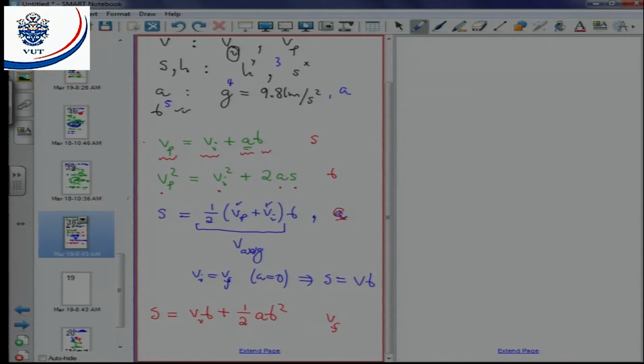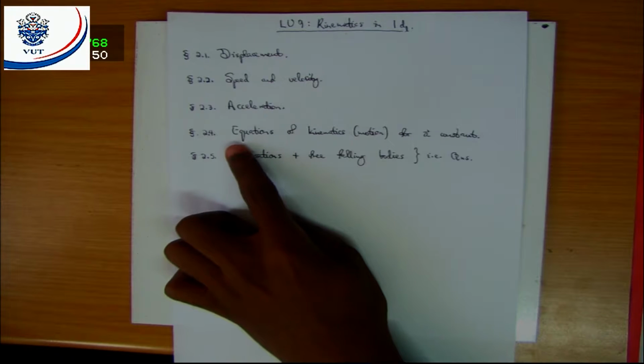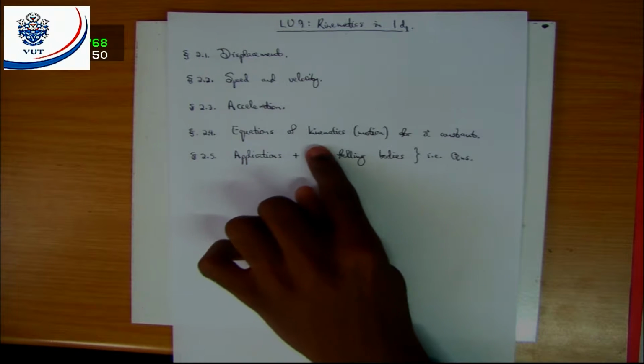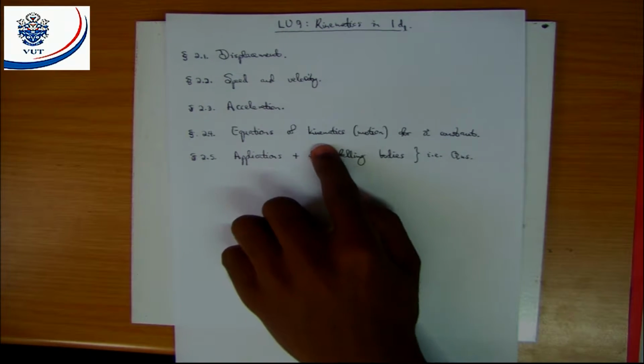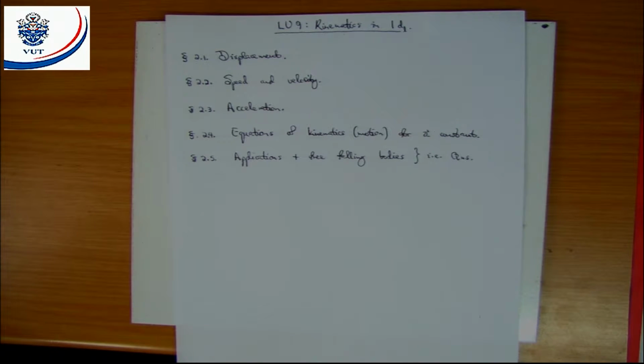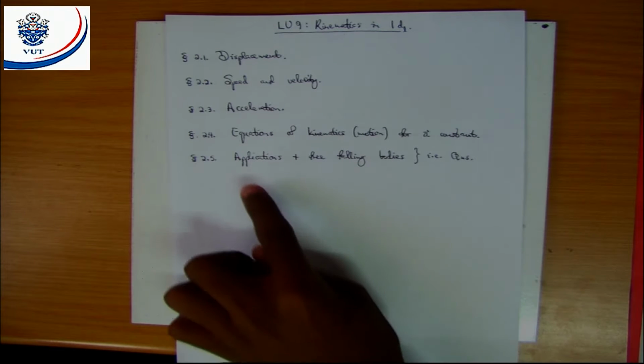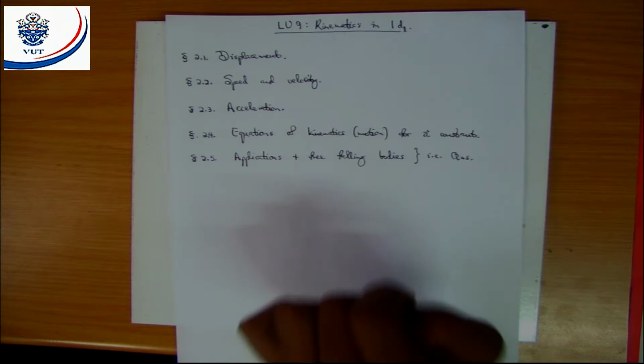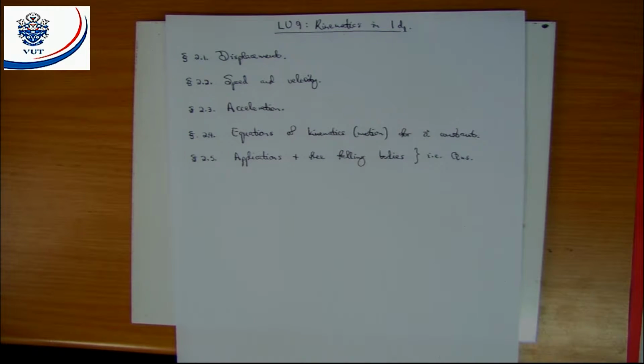Okay, so now we have also covered section 2.4 of the study guide, which is equations of kinematics or motion for constant acceleration. So all that is left now to do is to cover some applications and to do some questions.